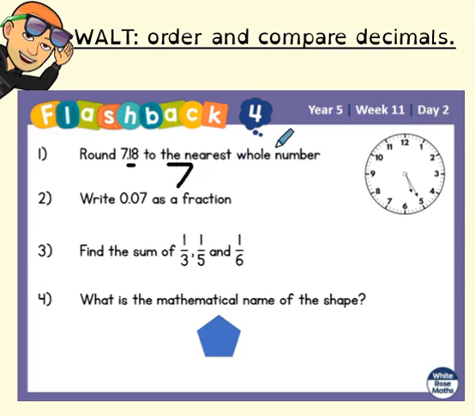Question 2, write 0.07 as a fraction. The 7 is in the hundredths column, so it's 7 over 100.